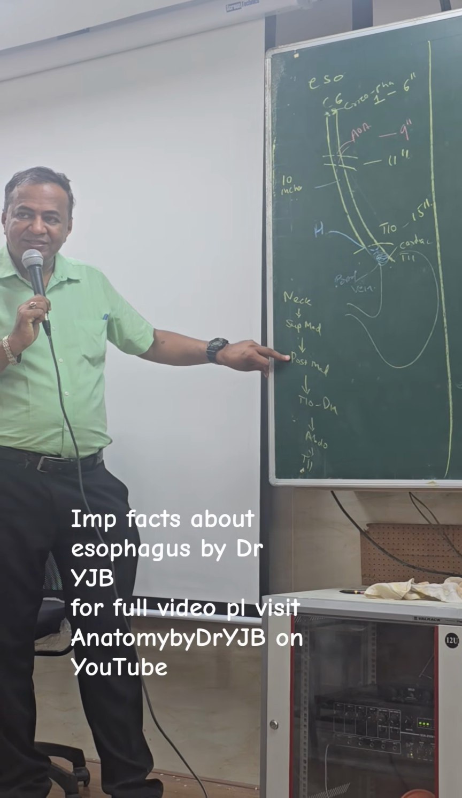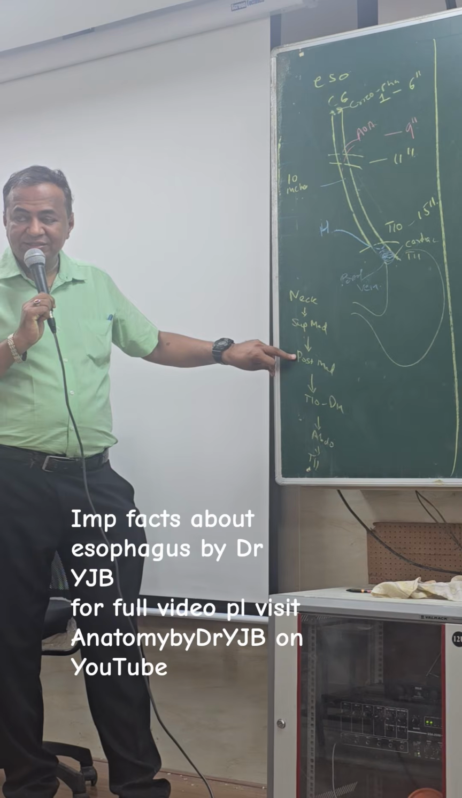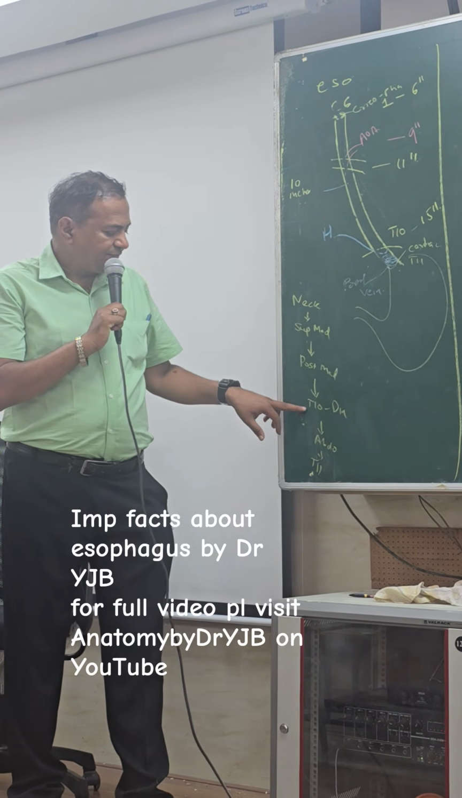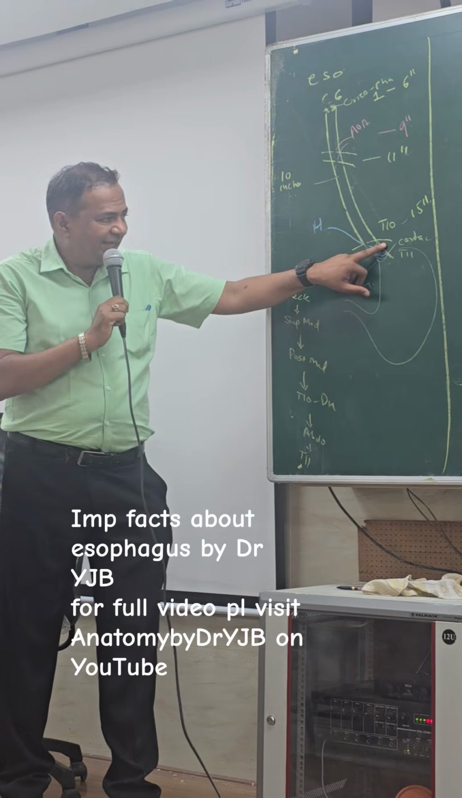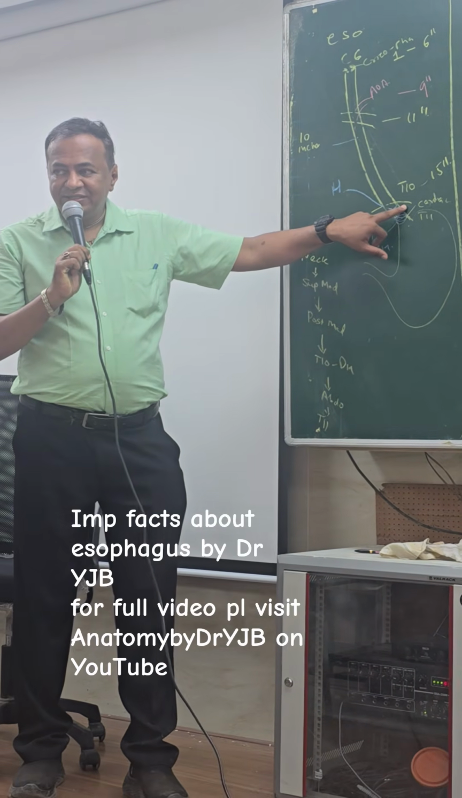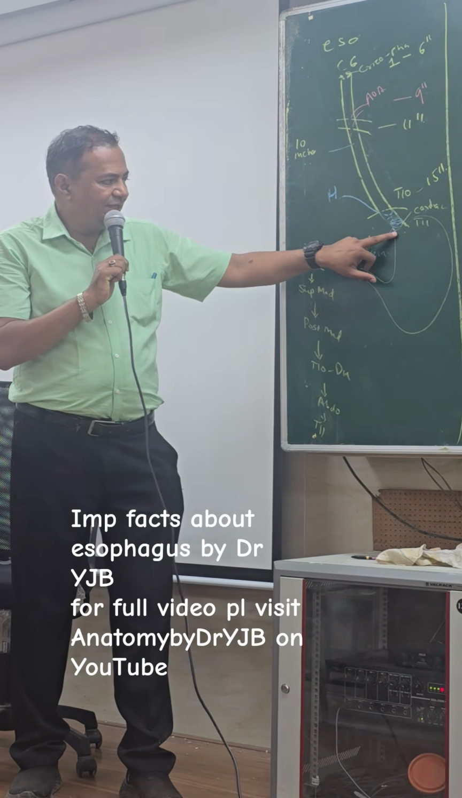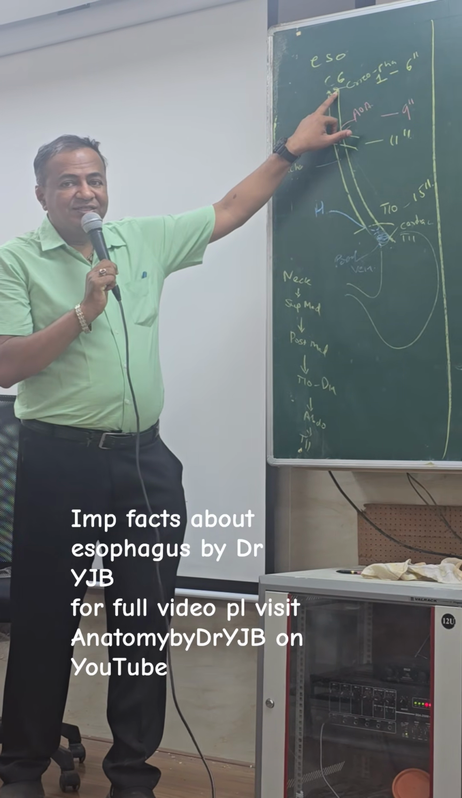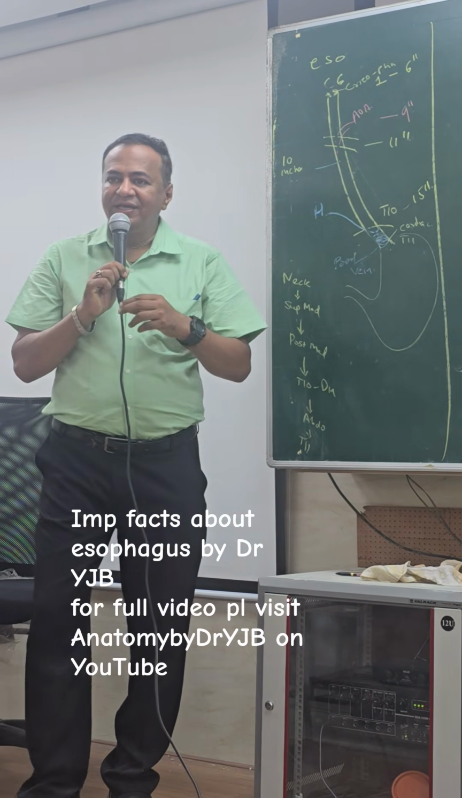In the posterior mediastinum, the aorta is on its left side, then crosses laterally. Then at T10 it pierces the diaphragm, and at T11 it joins the stomach. At the upper end there is the cricopharyngeal sphincter, at the lower end there is the cardiac sphincter.